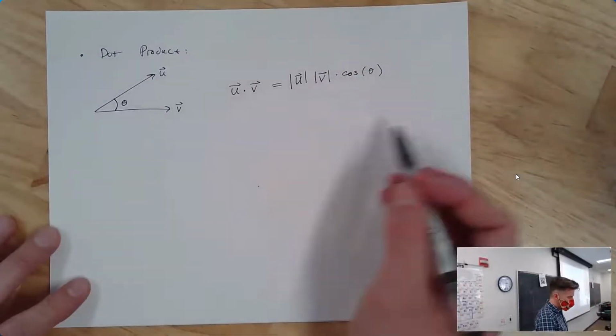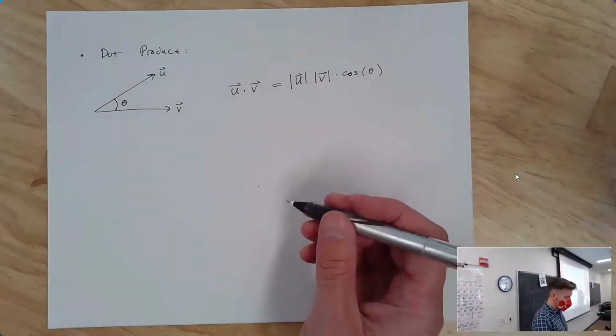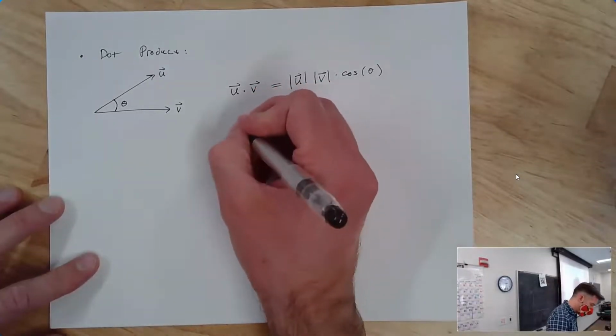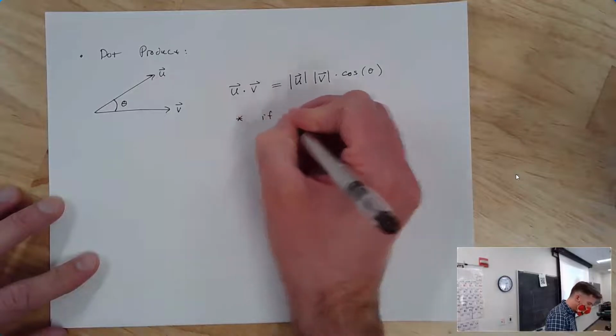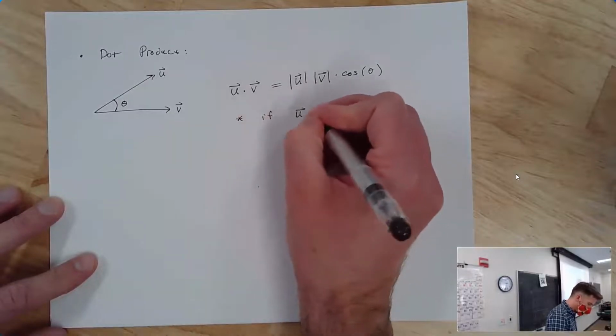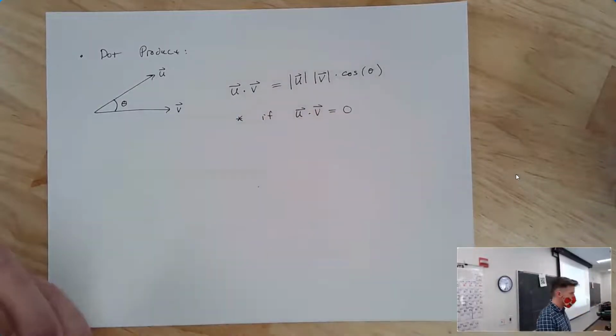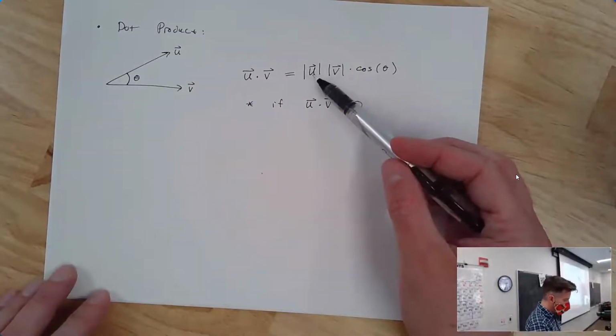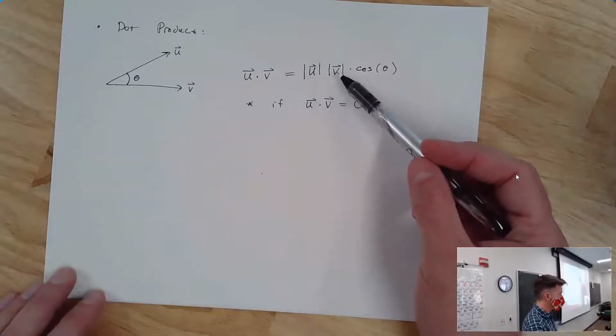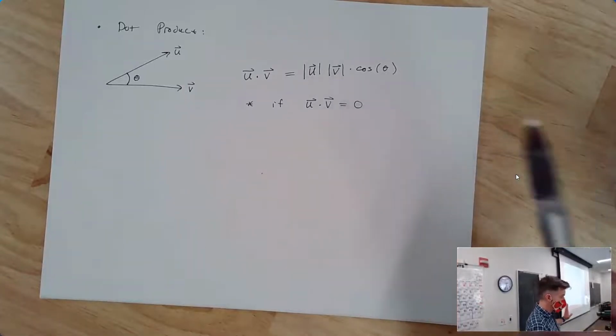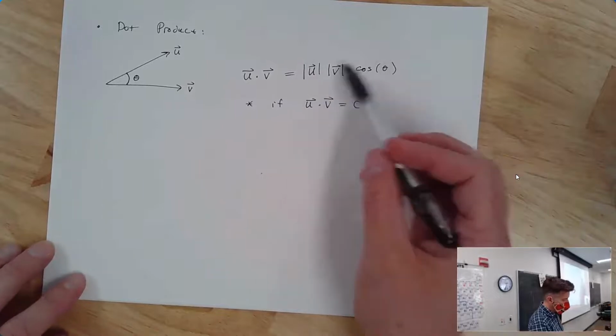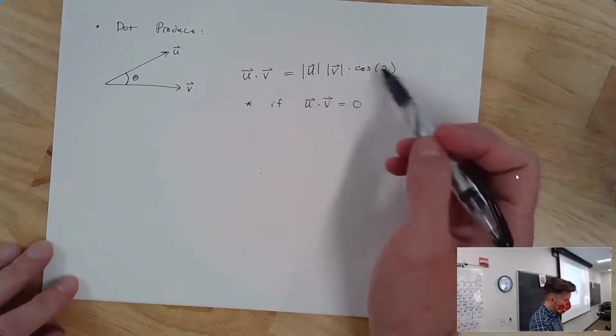I don't think we really use that as much here, but a couple of things to be aware of. One thing in particular: if the dot product of two vectors is equal to 0, well, assuming neither of them is the 0 vector, because the 0 vector is just kind of boring, that means the magnitude of each of these is non-zero. So the only way that this product is equal to 0 is if cosine is equal to 0.